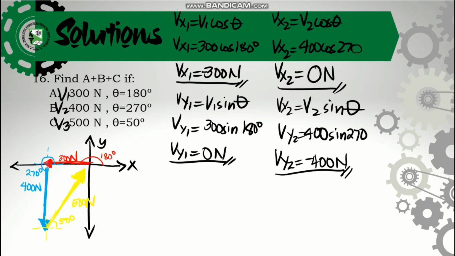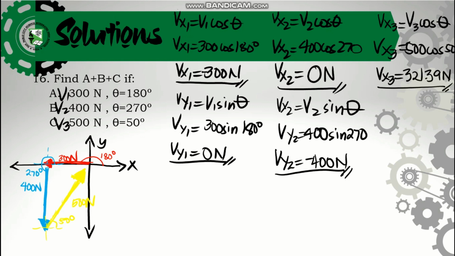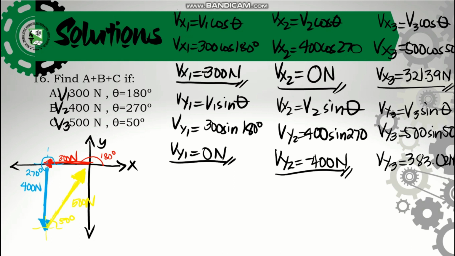Next, let's move on to vector 3, which is v3 cosine theta. Vx3 is equal to 500 cosine 50. Vx3 is equal to 321.39 Newton. In getting the y component here, v3 sine theta, that is 500 sine 50, that will give you 383.02 Newton. So for that vector components, please make sure to double check putting it on a calculator, and even though writing it, kasi marami talaga nagkakamali.